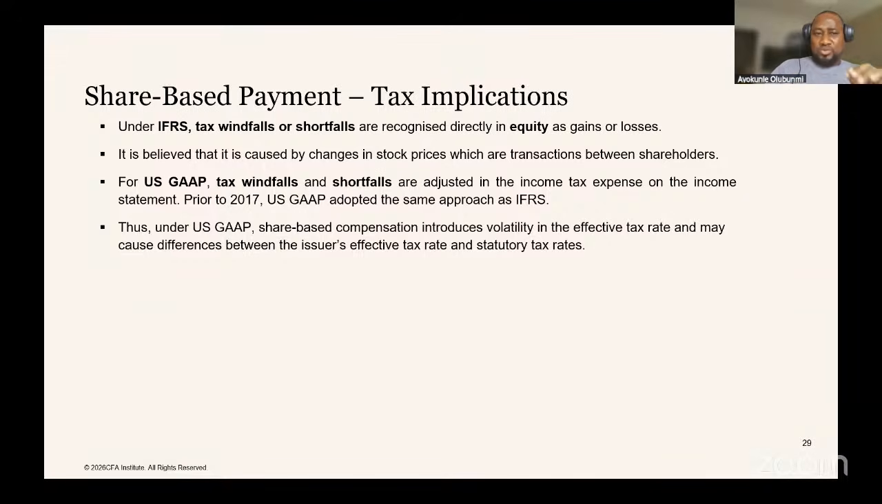Now, how your tax windfall or shortfall is treated is slightly different under IFRS relative to US GAAP. Under IFRS, the adjustment of your tax windfall or tax shortfall is done in your equity, right? It's not done on the income statement. However, for US GAAP, the adjustment is done on the income statement, in the tax expense. So that means that your effective tax rate under US GAAP can actually be volatile based on this adjustment if you have share-based compensation. It will also make the effective tax rate different from the statutory tax rate under US GAAP.